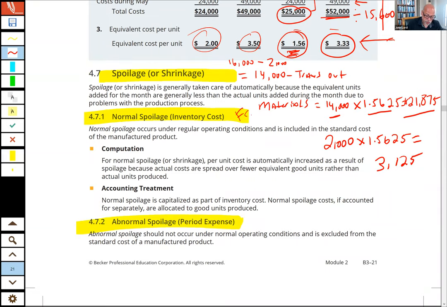You really just need to read the question to see whether they're telling you the spoilage is normal or abnormal. If it's abnormal, expense it. If it's normal, it's carried through your system as part of the total cost that moves from work in process to finished goods to cost of goods sold.